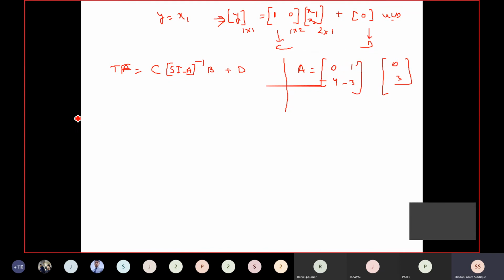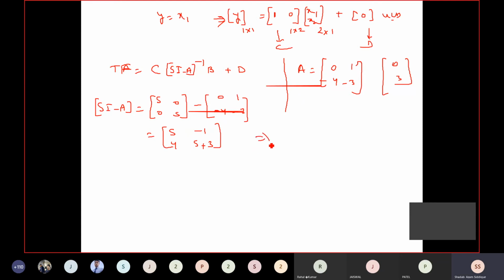Now I'll try sI minus A. So this will be s 0 0 s, this is 2 cross 2, minus A, which is 0 1 minus 4 minus 3. So what will happen? This will be s minus 1, and this will be minus of minus 4, so this will be plus 4, and this will be s minus of minus 3. So what will be s plus 3? I hope I am correct.